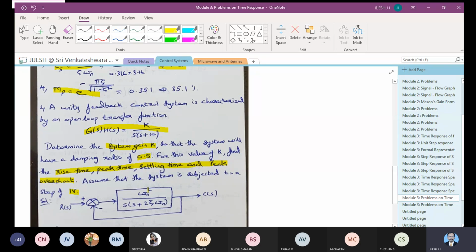So omega n square divided by s into s plus 2 zeta omega n. So this is how the second order representation is. Here g of s, h of s is given as k divided by s into s plus 10. So now first responsibility of us is to find out k. So we will see that.